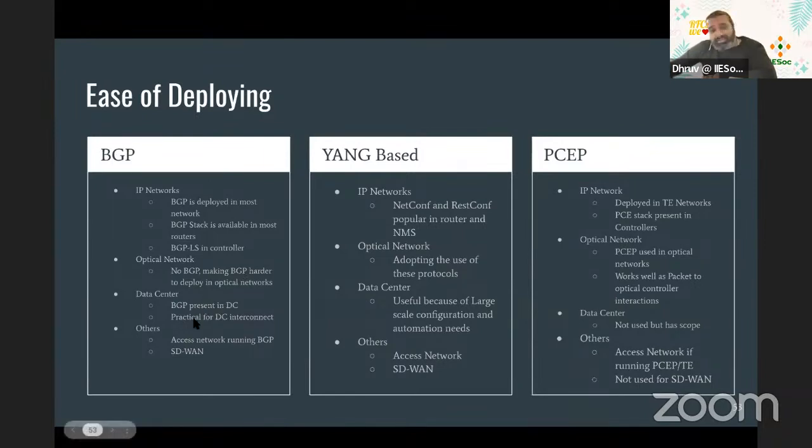BGP is present in data centers, and it is practical to use BGP in data center interconnect use cases. So again, BGP can work well in DC use cases. Other cases are SD-WAN and access networks running BGP. That's where, again, BGP can do quite well. YANG-based systems are becoming popular everywhere, whether it is IP network, optical network, or data center. You would see YANG, NETCONF, RESTCONF, easy to deploy in all of these cases. PCEP does well again in MPLS segment routing networks, and also in optical networks, because PCEP has a long history of being used in GMPLS optical networks. Not so much inside data centers, and not so much for SD-WAN either.